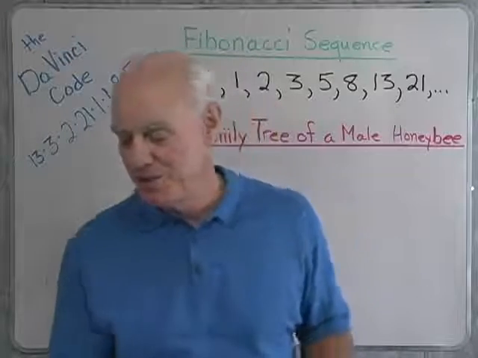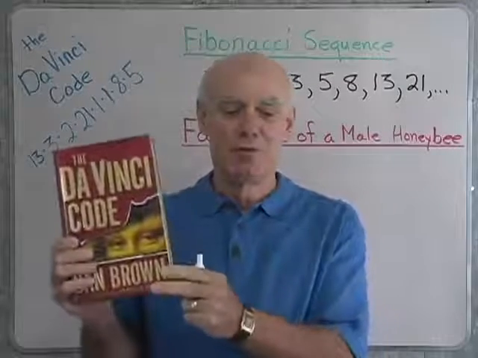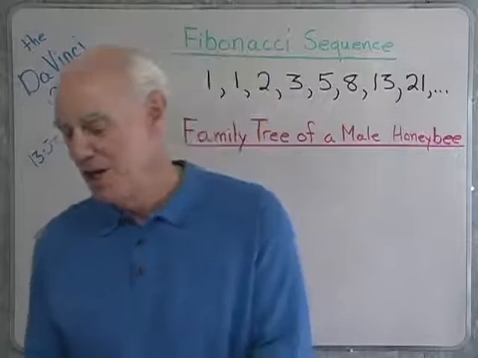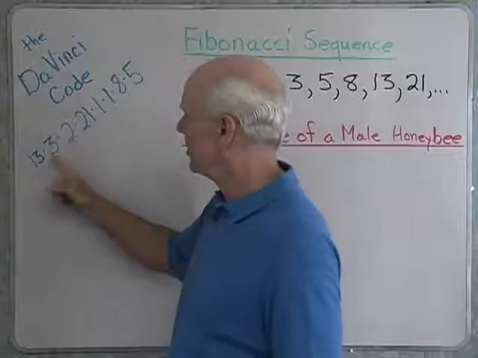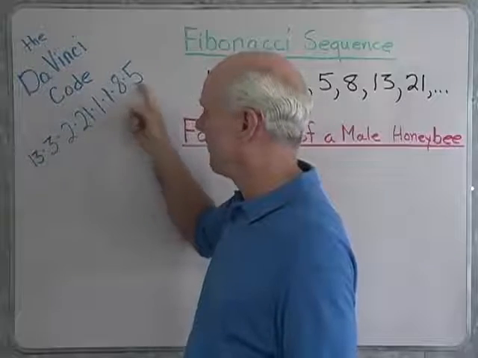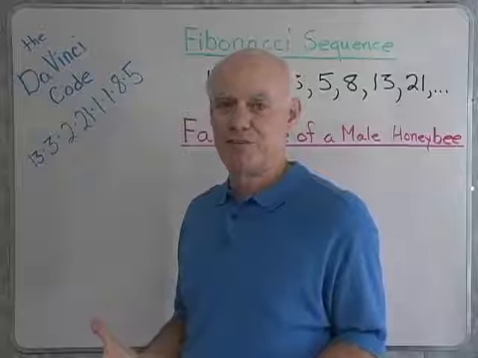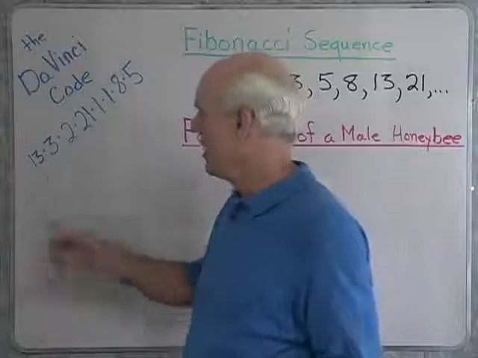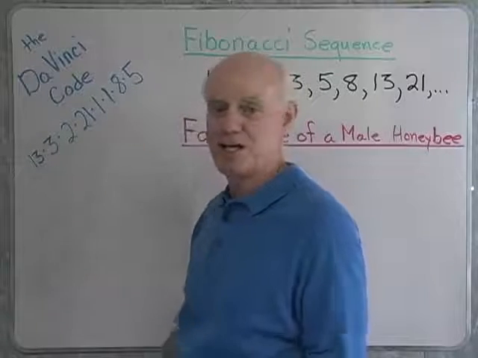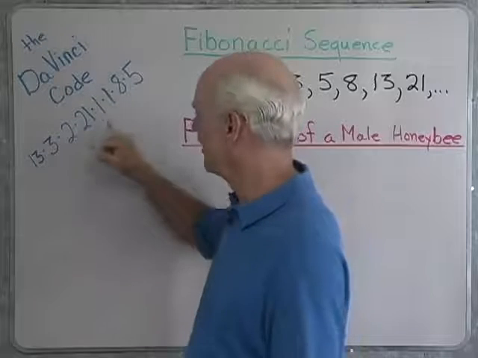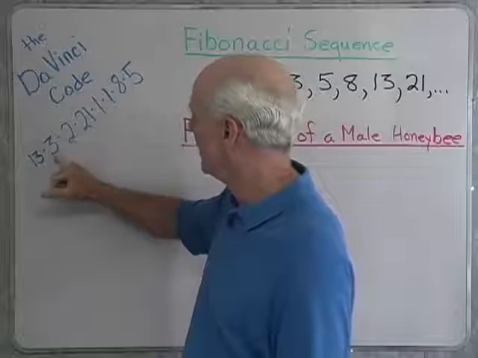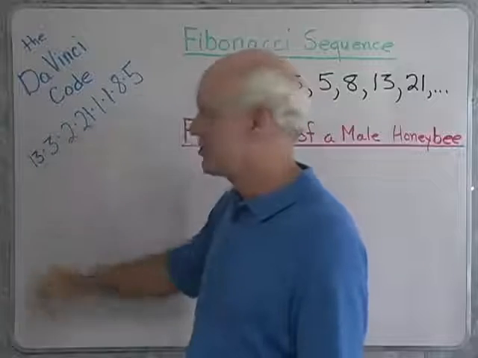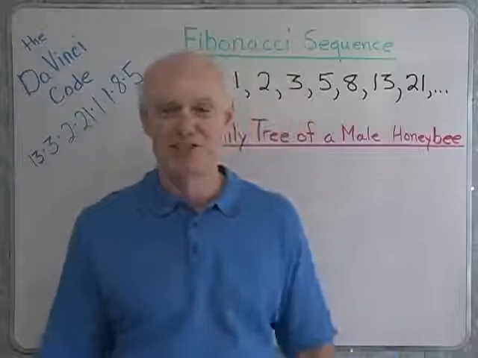I'd like to point out one thing to begin with: if you read the Da Vinci Code, you know that one of the first clues given in the Da Vinci Code is this right here, 13, 3, 2, 21, 1, 1, 8, 5, a scrambled version of the Fibonacci sequence. So if you had known the Fibonacci sequence when you read the Da Vinci Code and you saw this first clue, you might recognize it as a scrambled version: 1, 1, 2, 3, then 5, then 8, then 13, 21. So that first clue in the Da Vinci Code was the Fibonacci sequence.